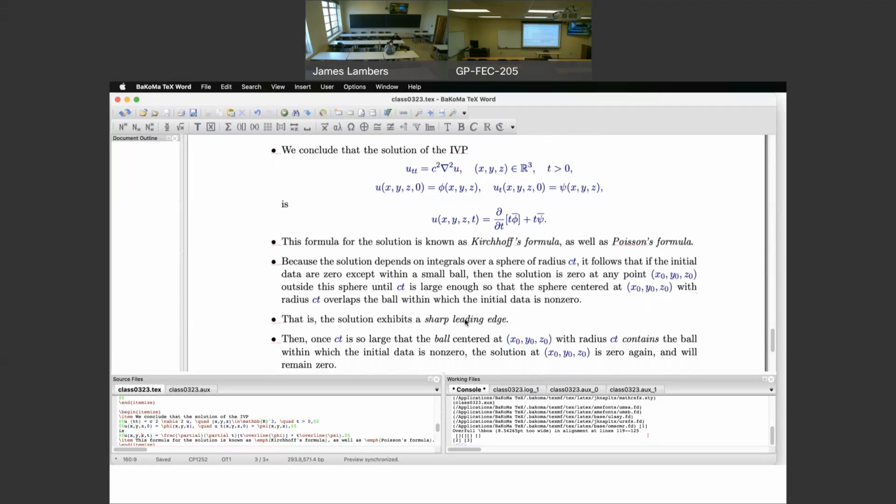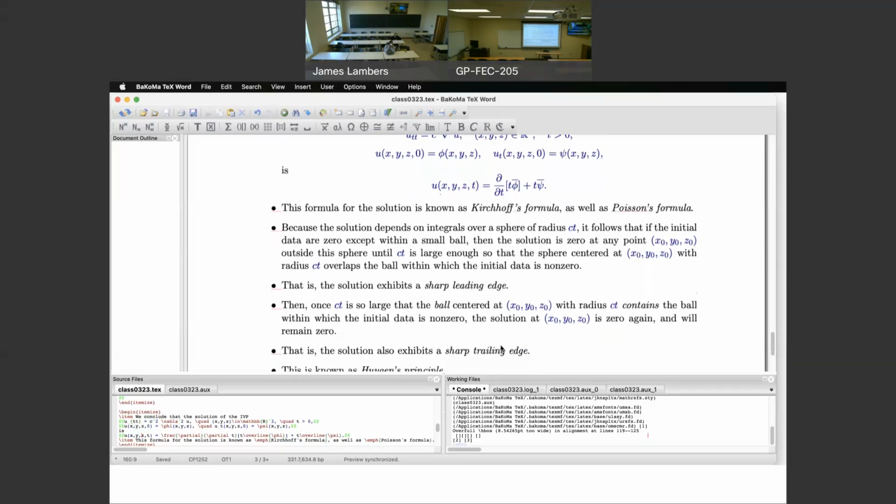Then, the sphere that you're using to evaluate the solution at this point has radius ct. As t increases further, eventually that sphere will be so large that it will swallow whole the sphere where this is non-zero. But the point is it won't intersect anymore, so the solution will go back to being 0. That's called a sharp trailing edge.